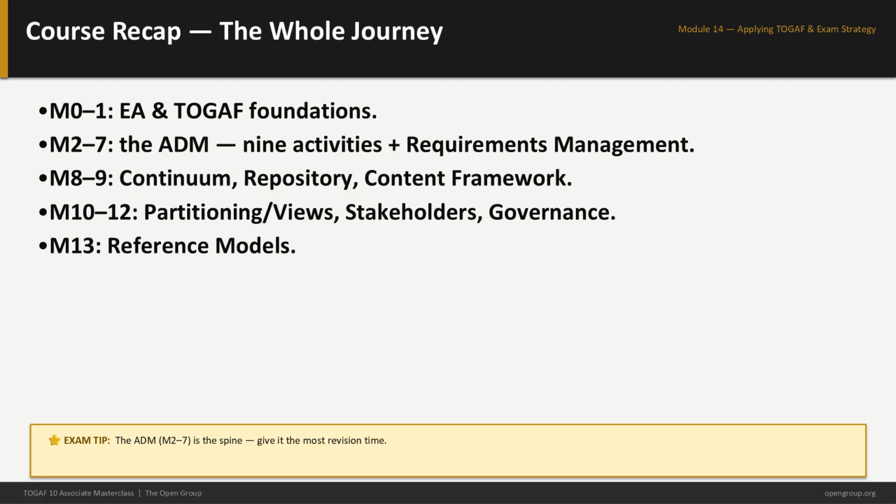Let's recap the whole journey you've taken. Modules 0 and 1 built the foundations of enterprise architecture and the TOGAF framework. Modules 2 through 7 walked the ADM, its 9 activities plus requirements management at the center. Modules 8 and 9 covered the continuum, the repository, and the content framework. Modules 10 through 12 covered partitioning and views, stakeholders, and governance. And Module 13 covered the reference models.